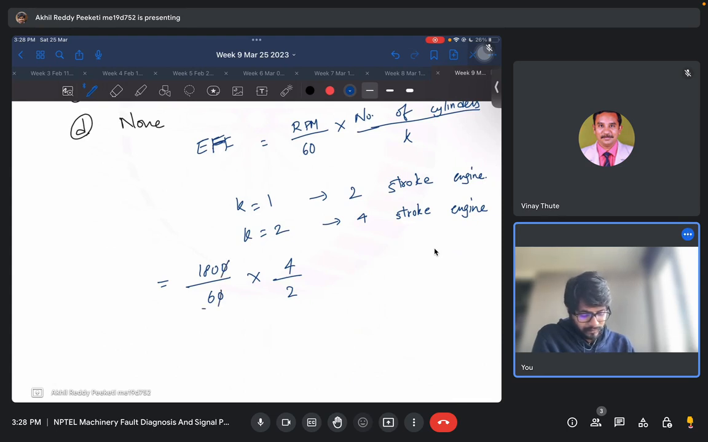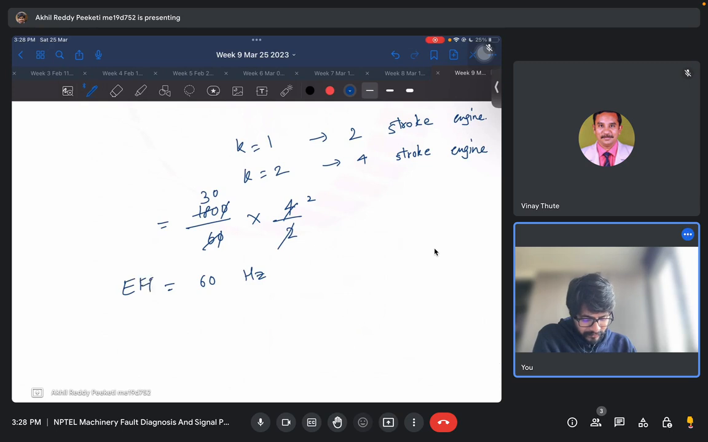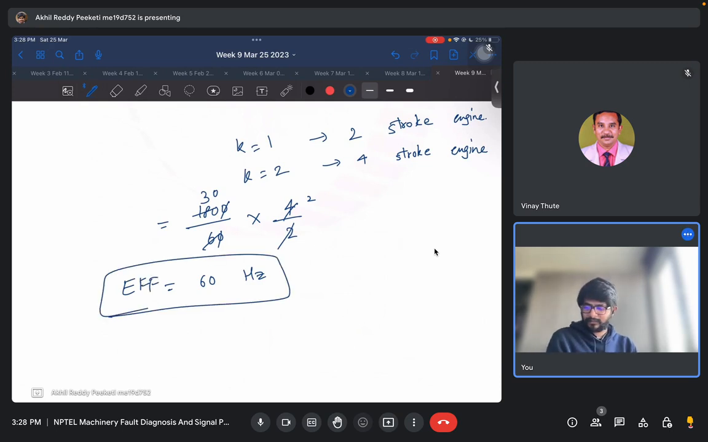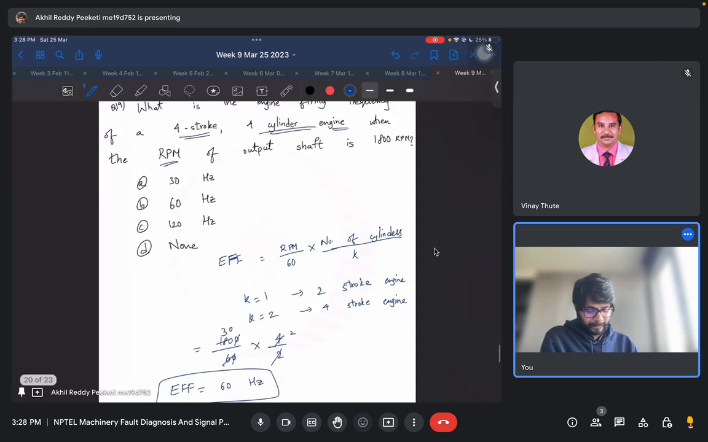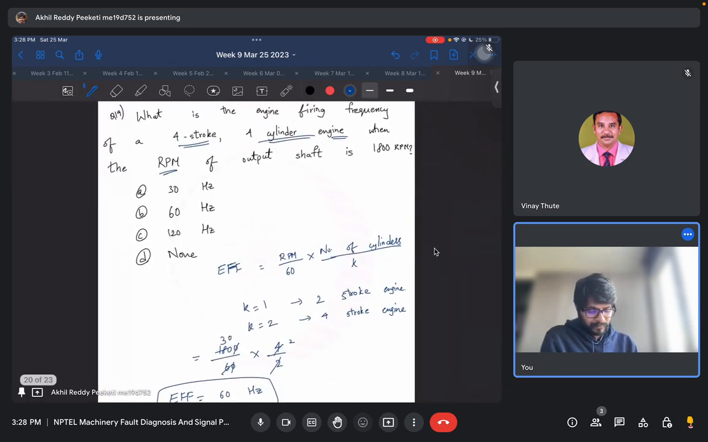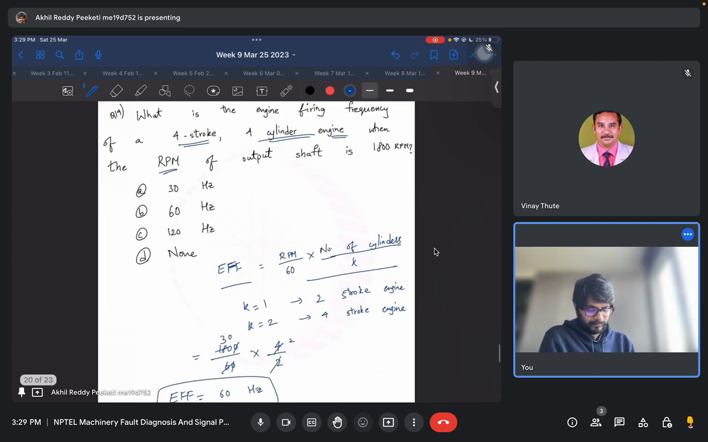Okay, so it is 60 hertz. So the engine firing frequency is 60 hertz. Okay, so this is how you can calculate it if this question is given: engine firing frequency is RPM by 60 into number of cylinders by K. I hope this is clear.